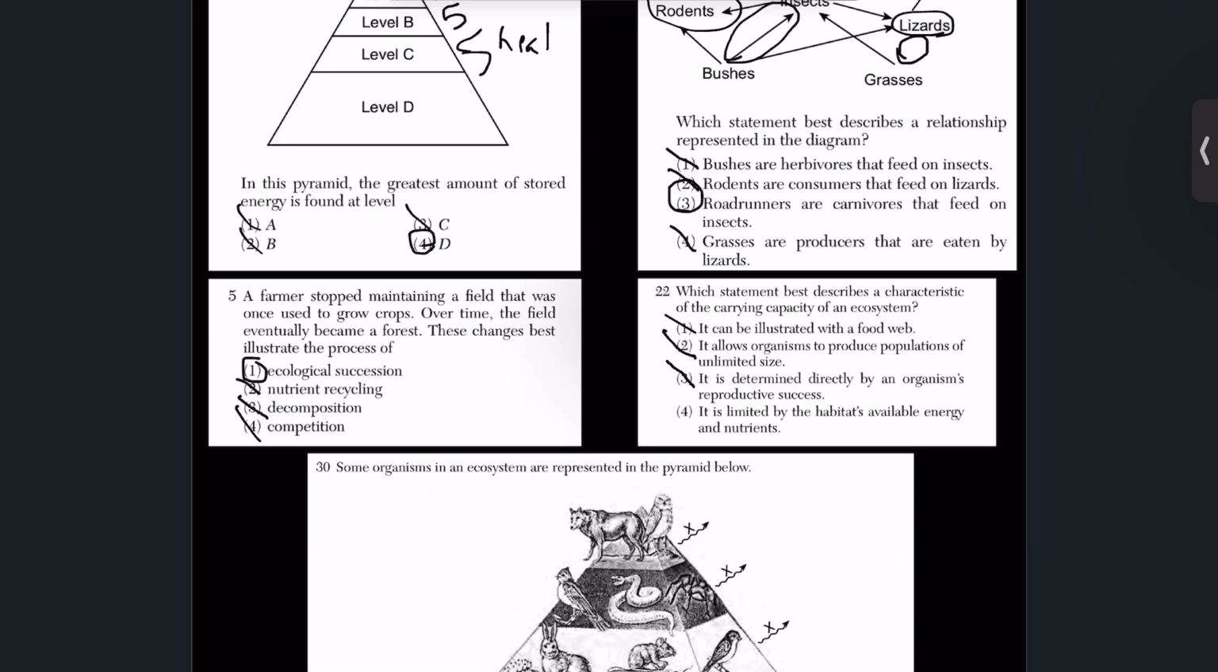So now we'll look at number 4, which hopefully should be our answer, that says it is limited by the habitat's available energy and nutrients. This would be our best answer here because the available energy in the environment can control what organisms exist. For example, if there isn't a lot of food, then the carrying capacity will be lower because a specific organism won't be able to get enough food. So number 4 would be our best answer there.